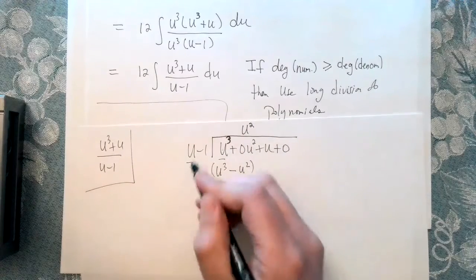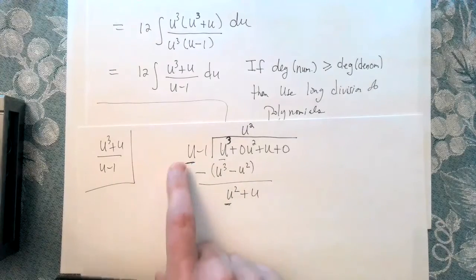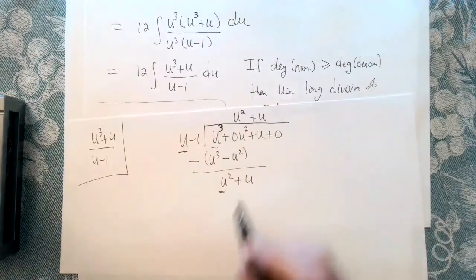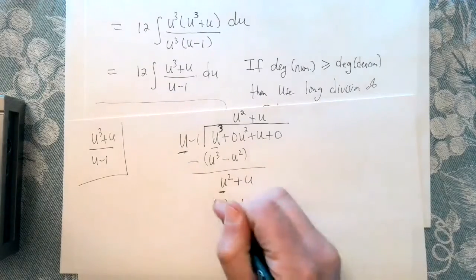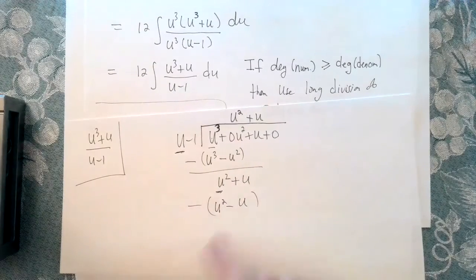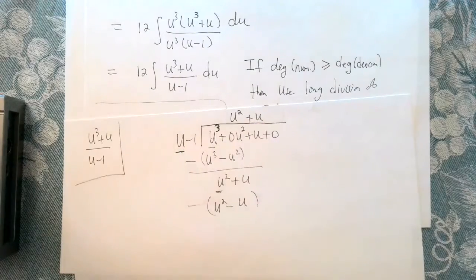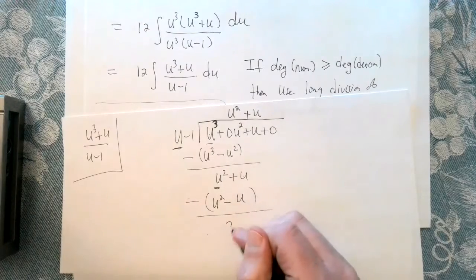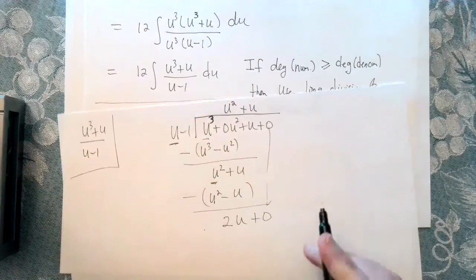So I start off in the same way. I'm going to look at the first term here and the first term here. And I say, okay, well, this goes into this how many times? Well, it goes in u times. Then I just distribute and subtract. I'm taking u groups of this from this. So this minus this is 0. This minus minus is plus. So that's 2u. And then I just drop down the 0 here.